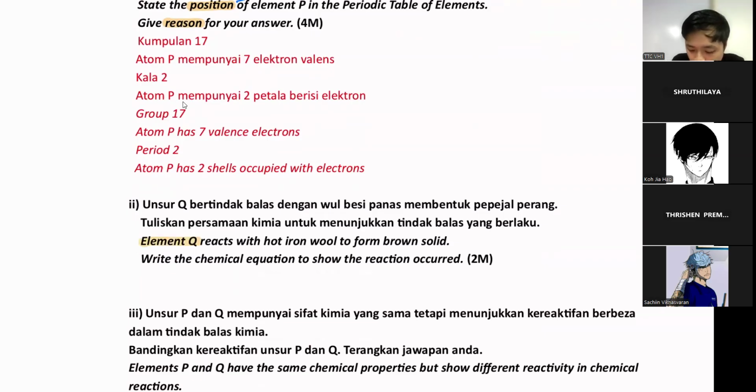So, element Q reacts with iron wool to produce a brown solid. Write the chemical equation. Okay, in this case, very simple. You know iron is Fe, right? Iron we call ferrum. Besi is ferrum, which is Fe. So you write Fe.